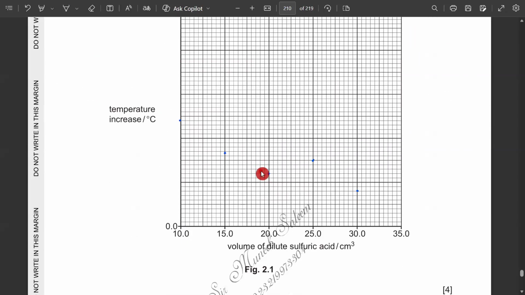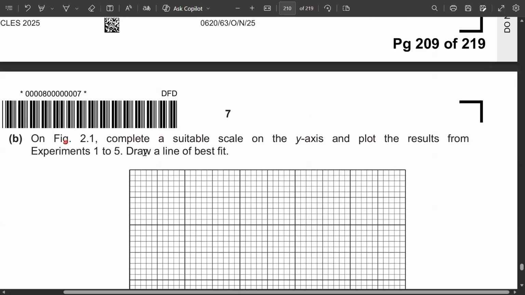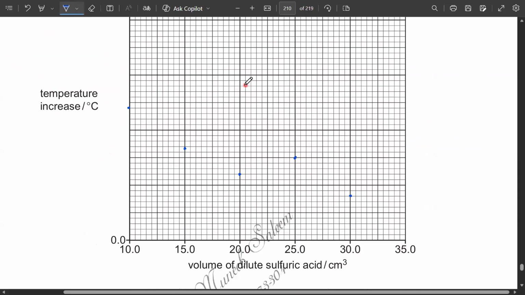Okay, now on the figure, complete a suitable scale, revise and plot the results from the experiment, and draw a line of best fit. So the line of best fit has to be drawn here. So how can we do this? I will just use a rough way to plot a line of best fit. That means go from the center of the values from here.